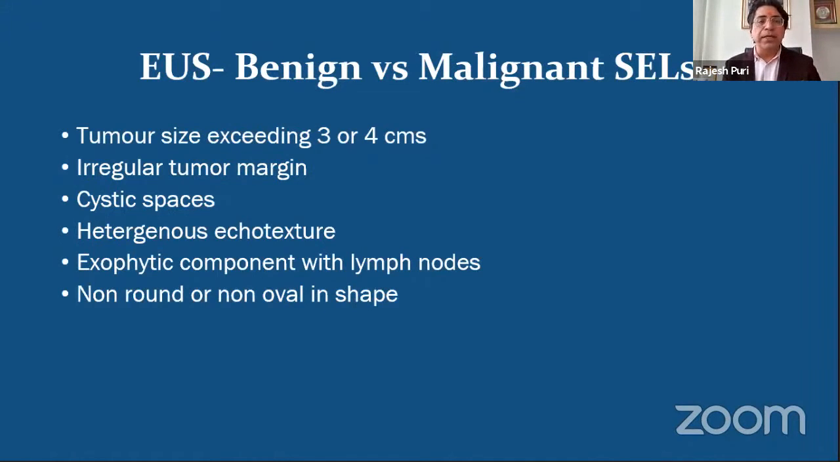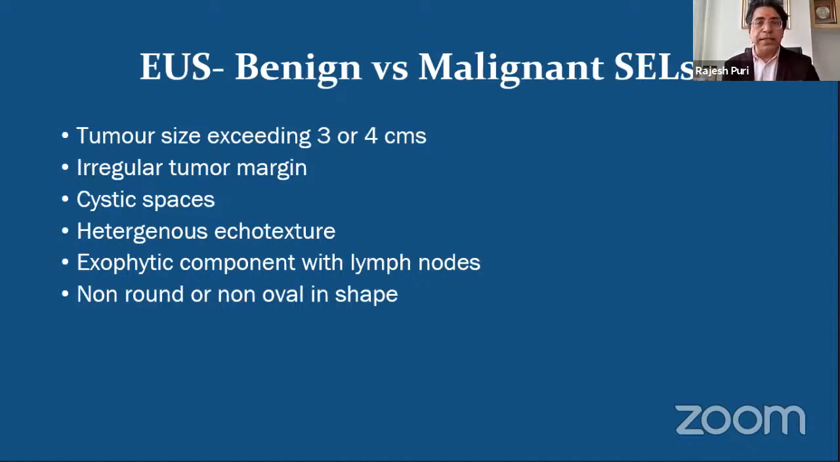If the subepithelial lesion, especially one originating from the fourth layer, is more than 3 to 4 centimeters in size, if the margins are irregular, if you find cystic spaces, heterogeneous echotexture, an exophytic component, with lymph nodes, and if they are non-round, non-oval in shape, the possibility of a malignant subepithelial lesion or malignant GIST is very high.